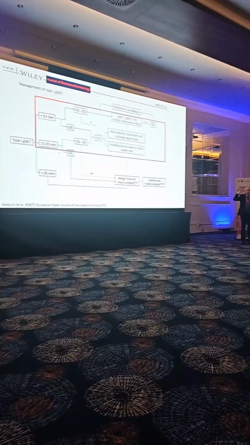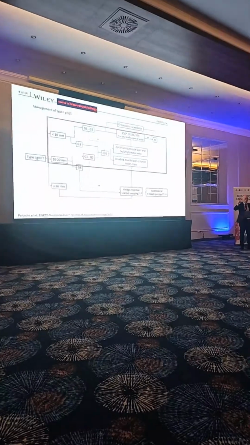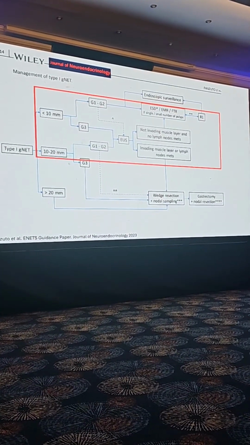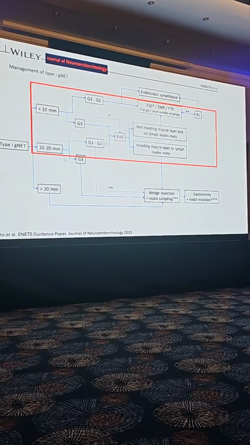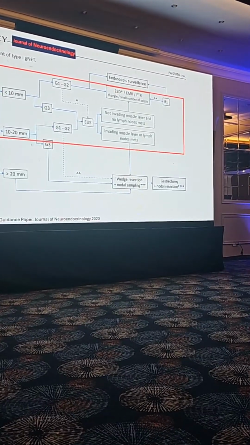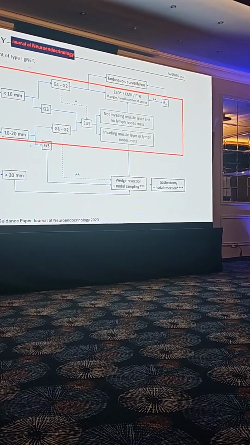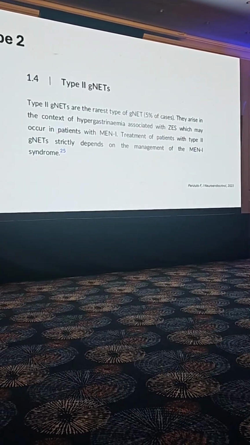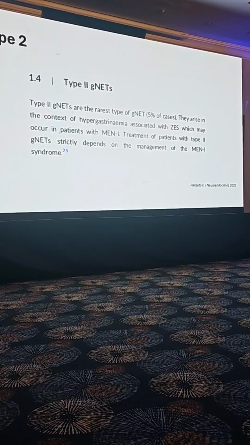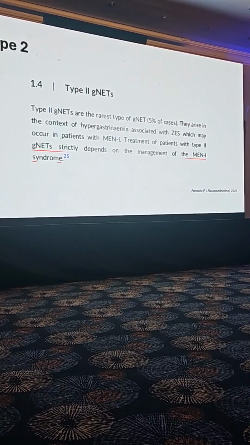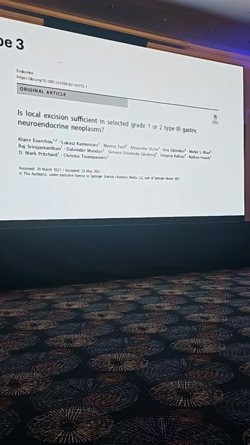If you have type 1 G3, which is smaller than 10 millimeters, then you can remove it endoscopically, of course without lymph node metastasis or distal metastasis. Anything that is above 20 millimeters goes for surgery or for medical treatment, and G3 that are above 10 millimeters or have involvement, then they go for surgery. Type 2, you don't touch them. That's it, finished. You leave it because they need medical treatment, because they are associated with other diseases.